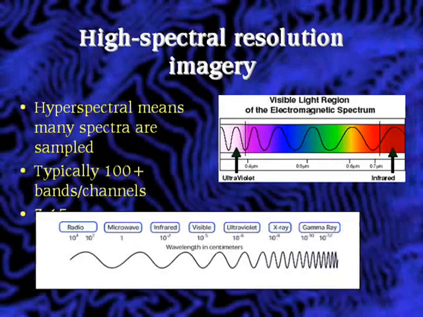Hyperspectral imagery, we should talk a little bit about that. Hyperspectral simply means that many spectra are sampled, and there's no cutoff line that says once you go beyond a certain number of bands, then all of a sudden it's called hyperspectral. But typically, these systems will have 100 or more bands, sometimes called channels.